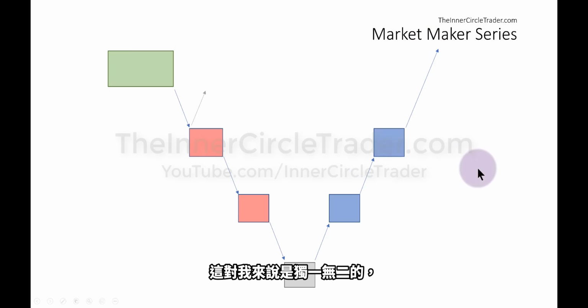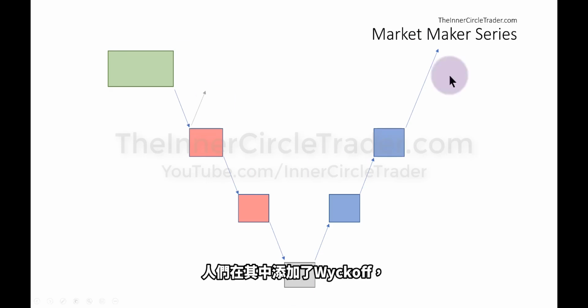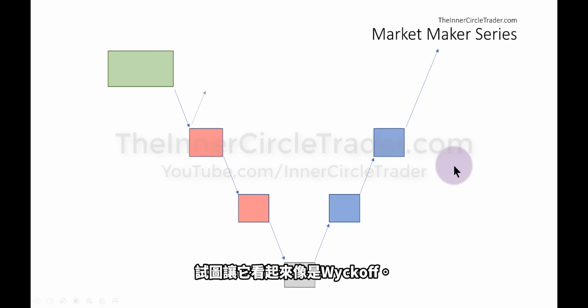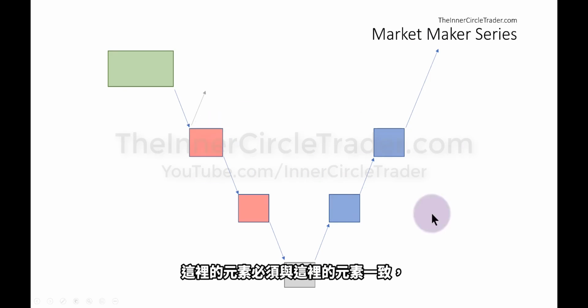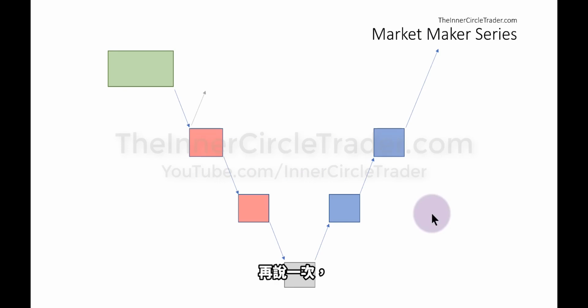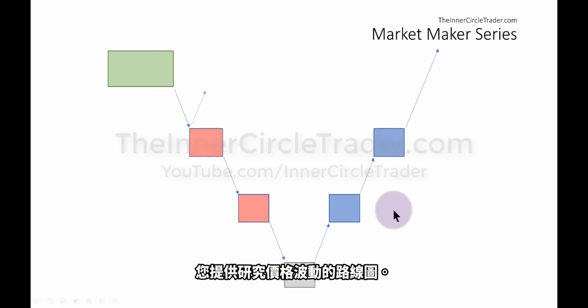This is unique to me. This is something that I introduced years and years ago. And there's been some subtleties, people adding Wyckoff to it, trying to make it look like it's Wyckoff. It's not Wyckoff. It's very specific things. And elements that are over here have to agree with over here, and vice versa. And again, that's outside the scope of this teaching, but just know that there's logic that is very precise. It's extremely precision oriented, but this general idea here will serve you well as a roadmap for studying price swings.